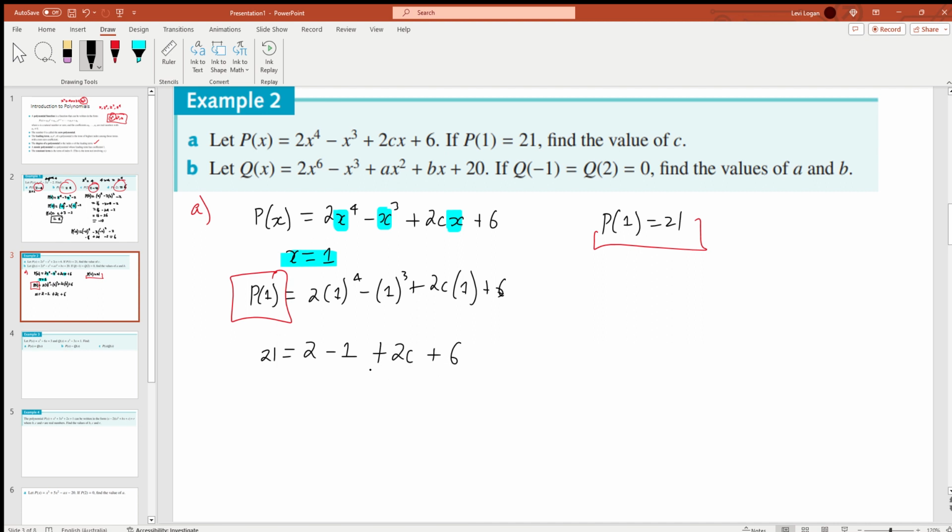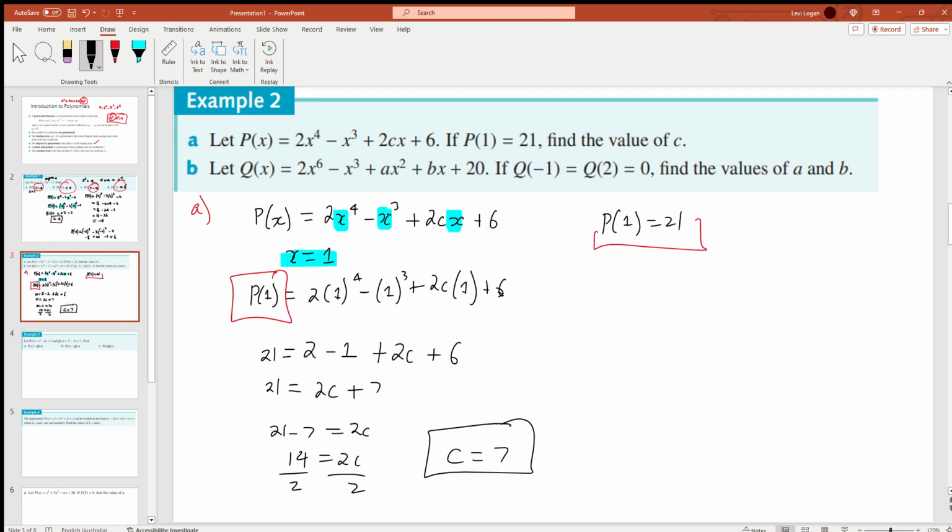Now you've just got to solve for c. So that's going to be 2c plus 7 equals 21. So we're going to have 21 minus 7 equals 2c. So we're going to get 14 equals 2c. Divide by 2, divide by 2, c equals 7. Okay?